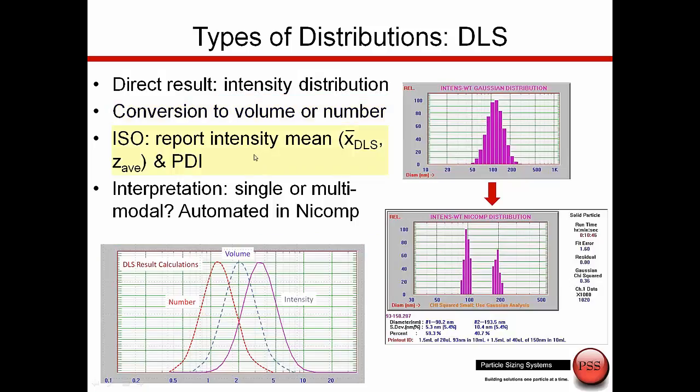And if we're going to use two numbers to describe the mean and the central point, if we look at the ISO standards for dynamic light scattering, it'll tell us we should use the intensity mean, which goes by several names, including X bar, DLS, and the Z average. And then to define the breadth of the distribution, we can use the polydispersity index.